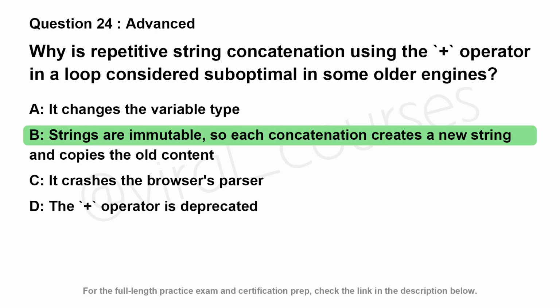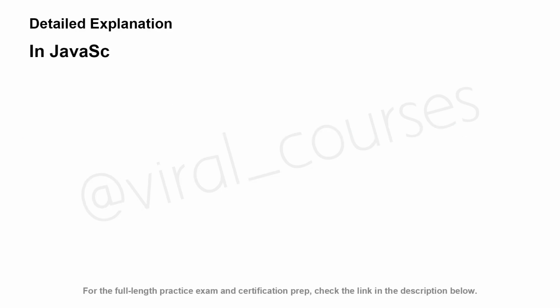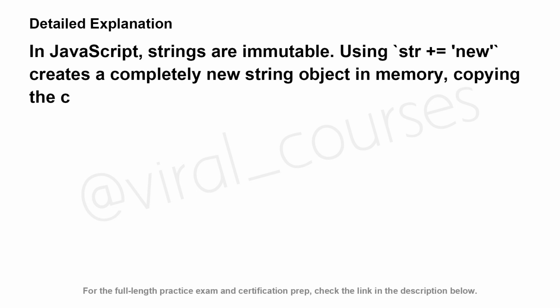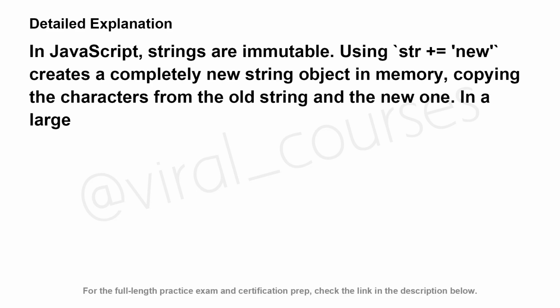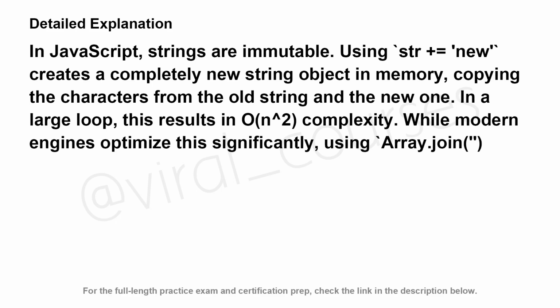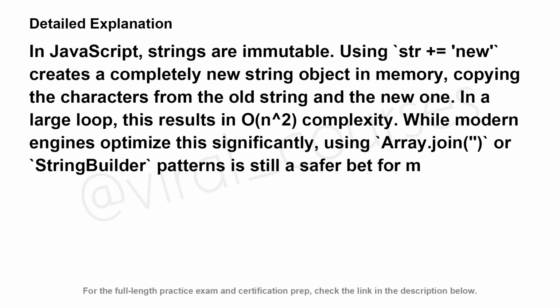The correct answer is B. In JavaScript, strings are immutable. Using "str plus equals new" creates a completely new string object in memory, copying the characters from the old string and the new one. In a large loop, this results in O(n)² complexity. While modern engines optimize this significantly, using "array.join" or string builder patterns is still a safer bet for massive concatenations.